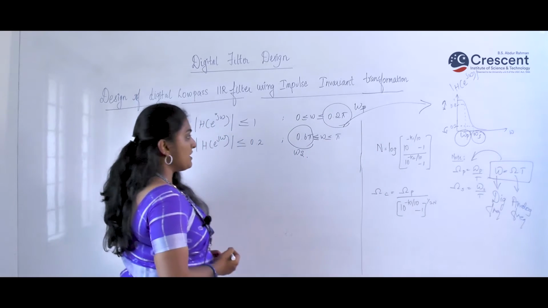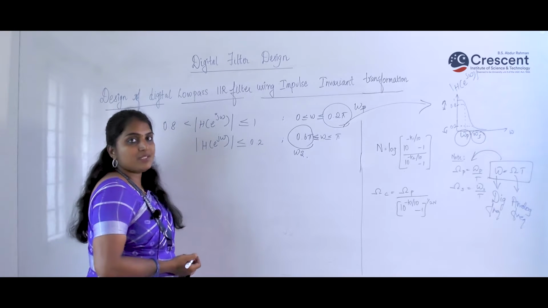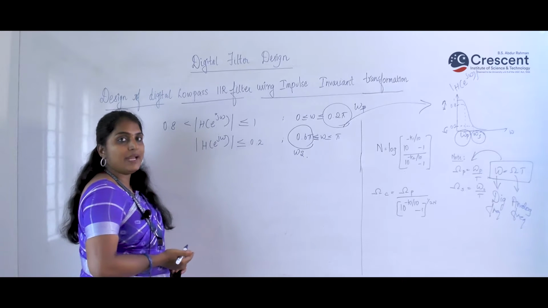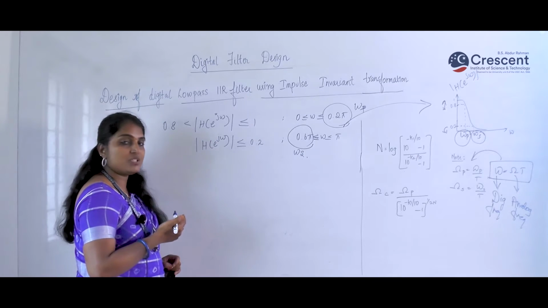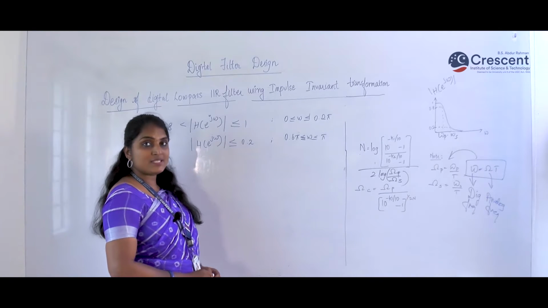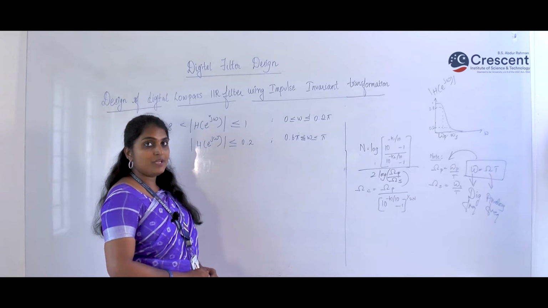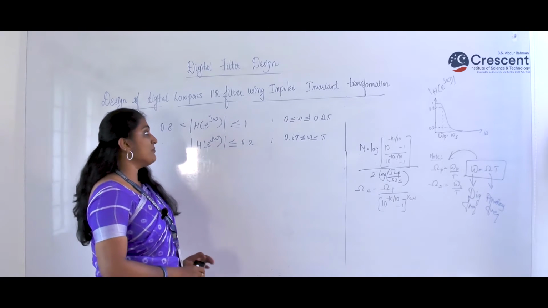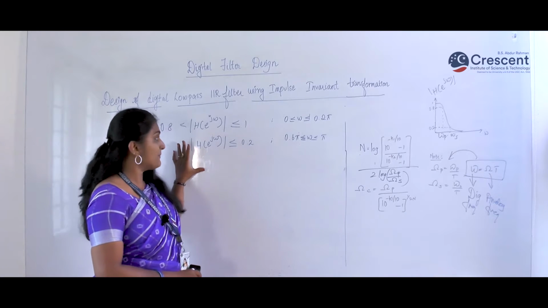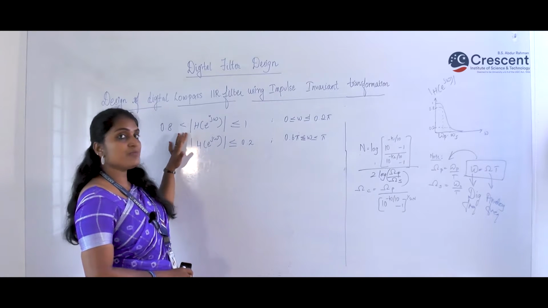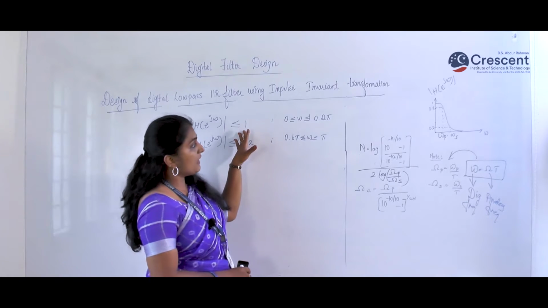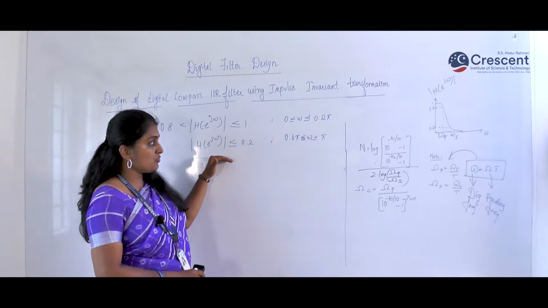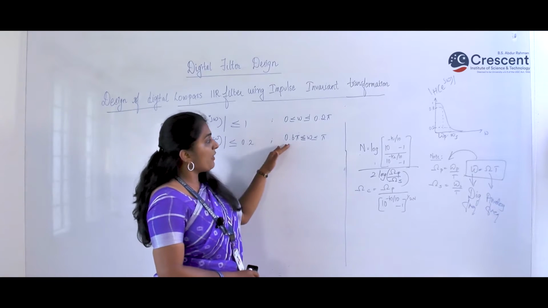So in the design procedure, all the parameters are represented in the analog domain for designing the analog filter, and then only we have to convert that analog transfer function into a digital transfer function. So now we will see the mathematical analysis of a digital filter using impulse invariant transformation. Let us consider the magnitude response in the digital domain. The value of the magnitude response varies from 0.8 to 1 for the frequency value 0 to 0.2 pi, and it is less than or equivalent to 0.2 for the frequency value varying from 0.6 pi to pi.